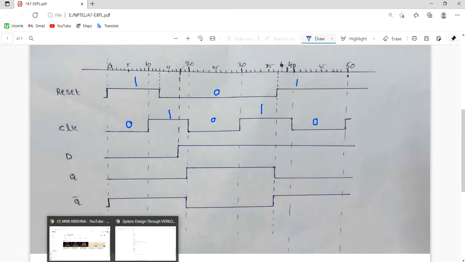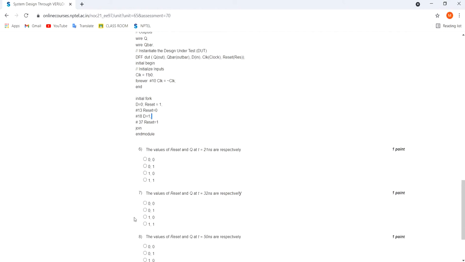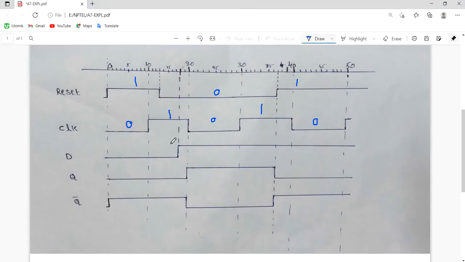Next move to the D, that is input. Initial means at t equals 0. At t equals 0, the D is 0 up to 18 nanoseconds. After 18 nanoseconds the D is high, so there is no further change in the D. For D from 0 to 18 the D is in low state. After 18 nanoseconds the input is 1 all the time.